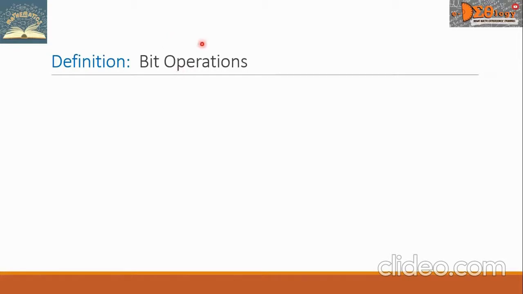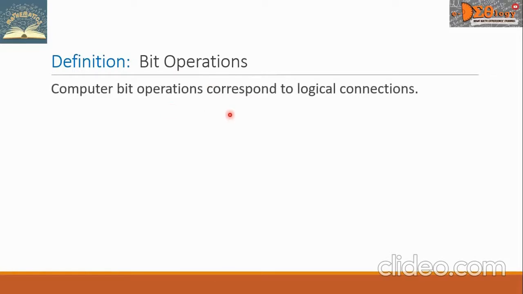Let's go now to bit operations. Computer bit operations correspond to logical connections. We studied the symbols here. The first symbol is for negation operation, and we read this as not. The second symbol is for disjunction. We read this as OR. The next symbol is for conjunction, and we read this as AND. The next symbol is for exclusive OR operation, and we read this as XOR. The next symbol is for conditional operation. We read this as implies. The last symbol here is for biconditional operation, and we read this as if and only if.